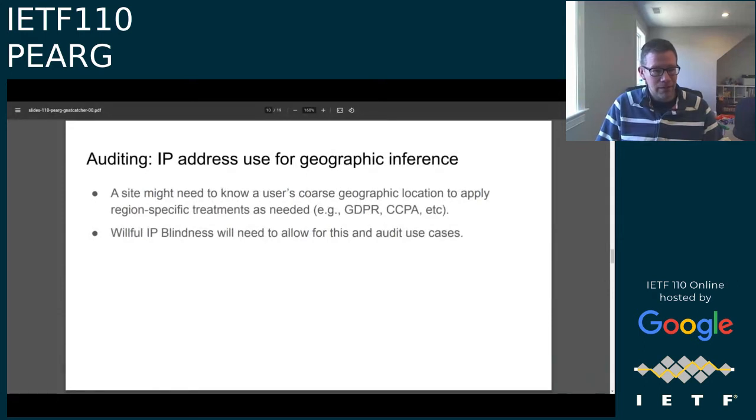IP addresses are also used for rough geographical inference. A site might need to know roughly where a user is to apply region-specific treatments. So think like GDPR or CCPA. And so willful IP blindness needs to allow for that and needs to audit to make sure that only coarse geographic location is used and is only used for applying these region-specific treatments. They're necessary.